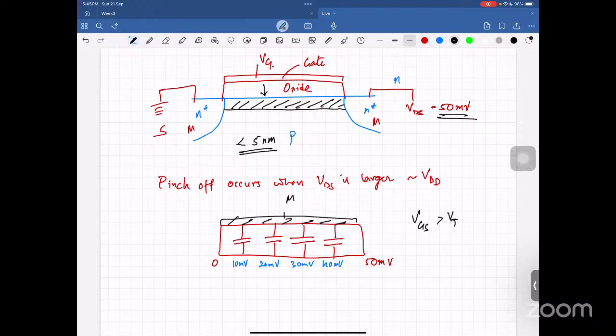So now you have a metal on the top. This is a metal. So what is VGS now? The condition for inversion charge to be produced is that VGS should be greater than VT, as a first approximation. So when this voltage is small, effectively the entire channel has the same amount of VGS minus VT.